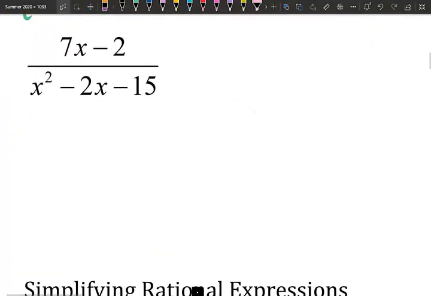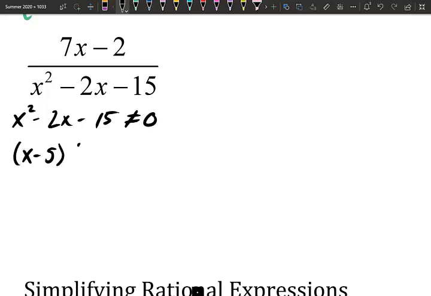Alright, we have 7x minus 2 over x squared minus 2x minus 15. Doesn't matter what it looks like. If it's a fraction, set the bottom equal to 0. So we have x squared minus 2x minus 15 cannot equal 0. We're going to factor because this is a trinomial. So we factor into x minus 5, x plus 3 cannot equal 0. You need to know how to factor.